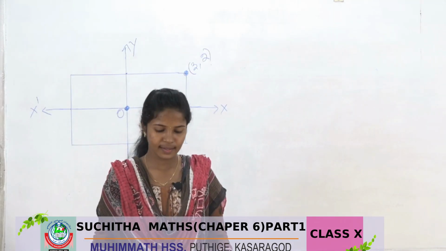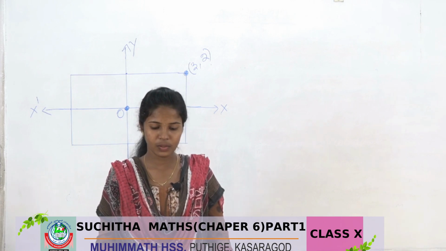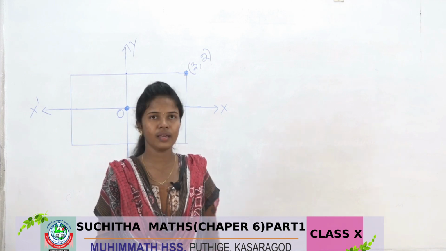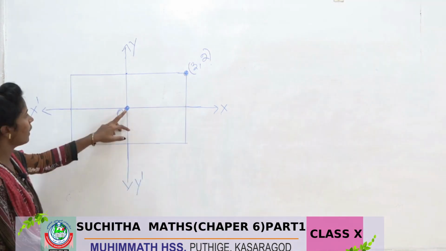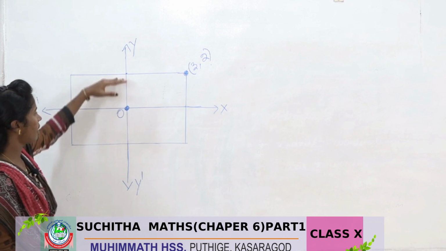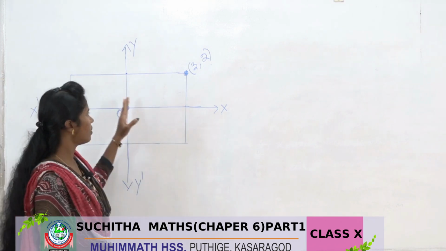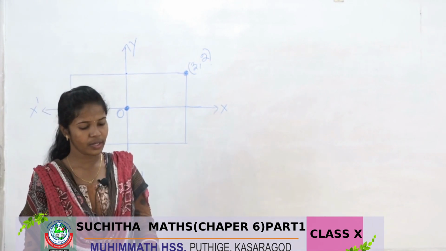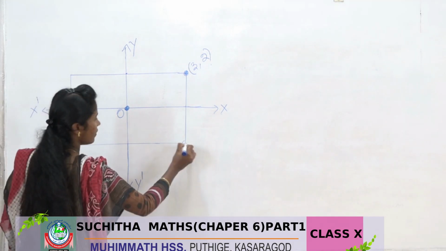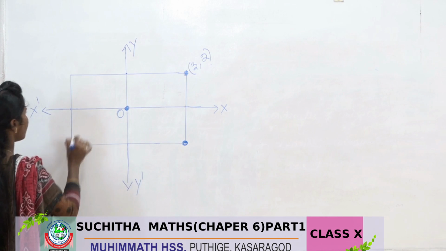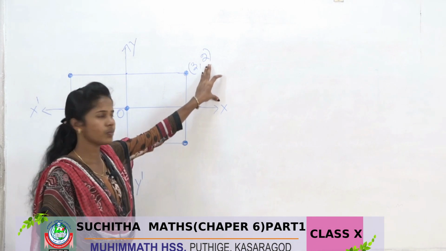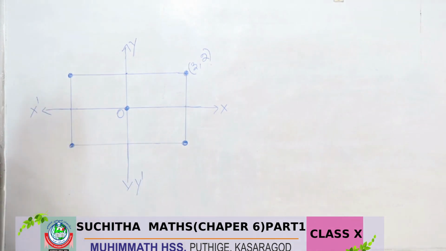Next, second question. In the rectangle shown below, the sides are parallel to the axis and origin is the midpoint. In this figure, origin is the midpoint and the sides are parallel to the axis. These two sides are parallel to x-axis and these two sides are parallel to y-axis. What are the coordinates of the other 3 vertices of the rectangle? One coordinate is given, 3, 2. By using this, calculate the other 3 vertices. Okay.